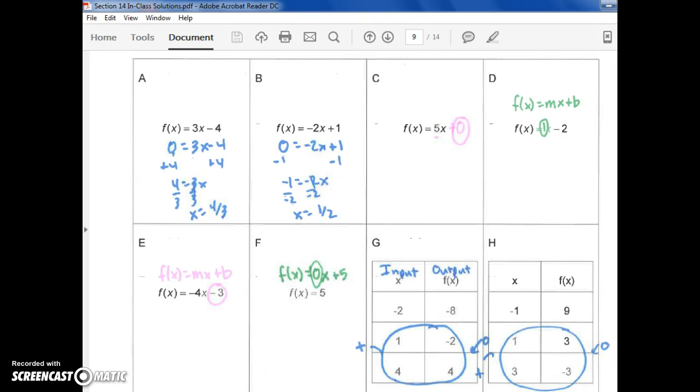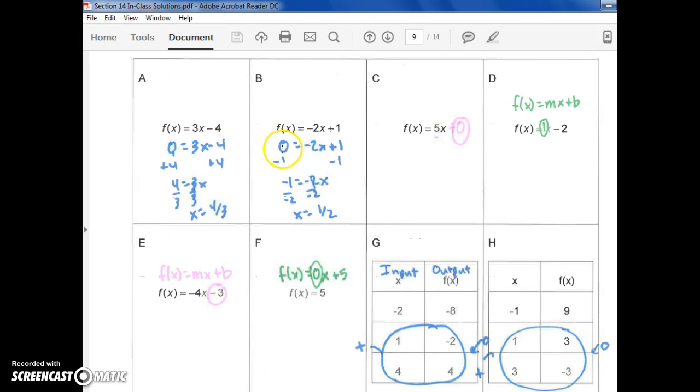And in order to find the x-intercepts, if we have a function rule, we're effectively just looking to find out where the output of the function is equal to 0. So we want to know where 0 is equal to 3x minus 4. So we're going to just solve that equation, add 4 to both sides, divide by 3, and we get 4/3. So that's why A was classified as a positive, because when we solve it, we get 4/3, a positive number.